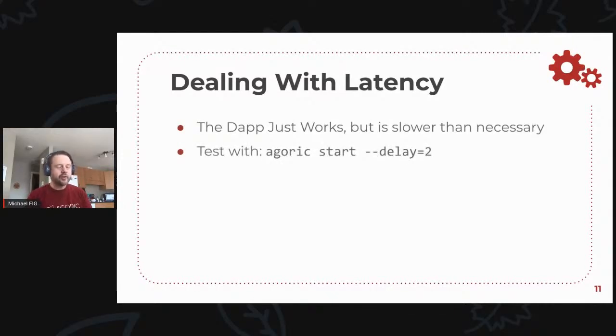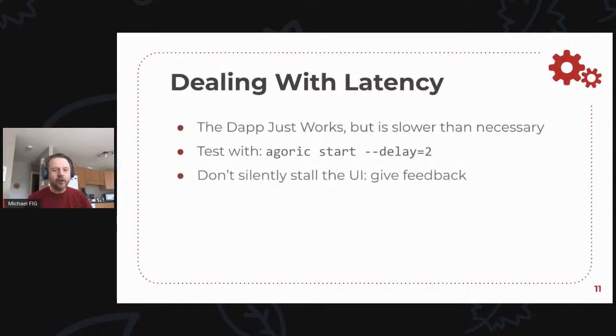So an important thing to do with your dApp when you're getting ready to deploy for the testnet, and in fact, I'd recommend this even earlier, is you want to run your local sim chain with Agoric start delay equals 2 for a 2-second delay. That emulates the actual delays that your dApp will see on the chain.